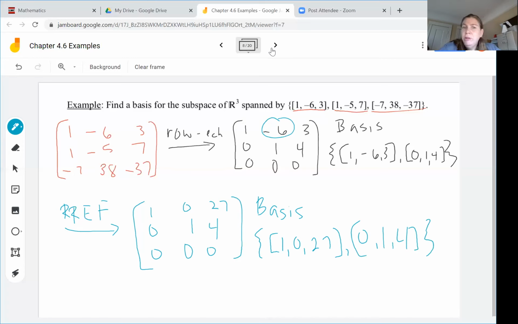Okay, so we see you can use the row echelon form of a matrix or the reduced row echelon form of the matrix, either way, to find a basis for the subspace spanned by a set of vectors that comprise that matrix. In the next videos, we'll take a look at the rank of a matrix.